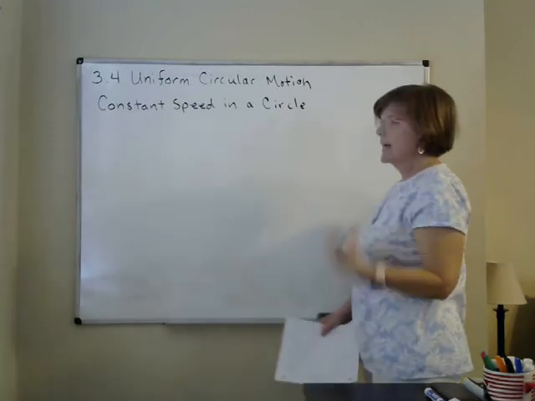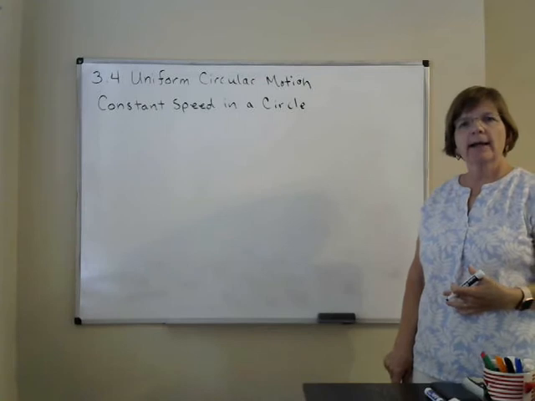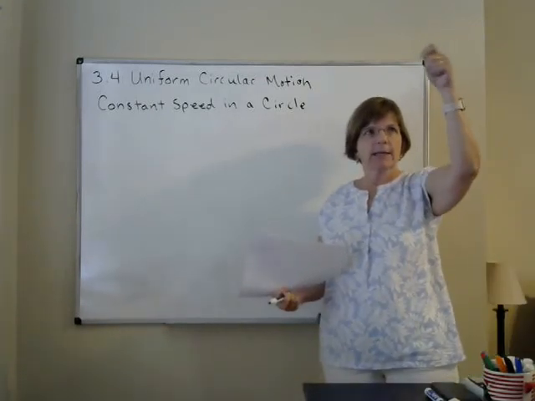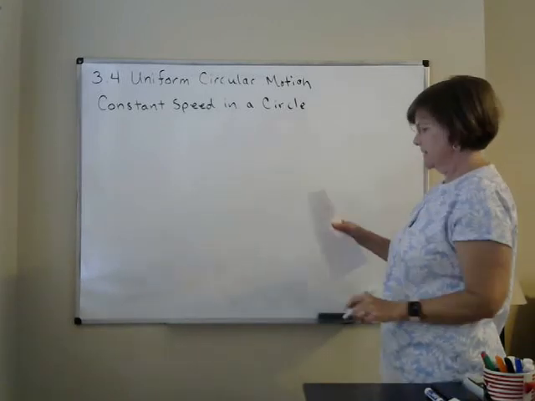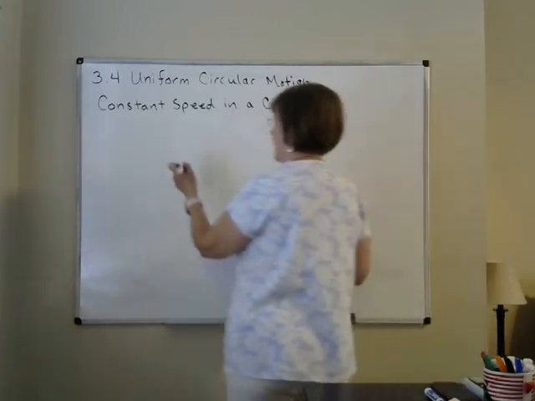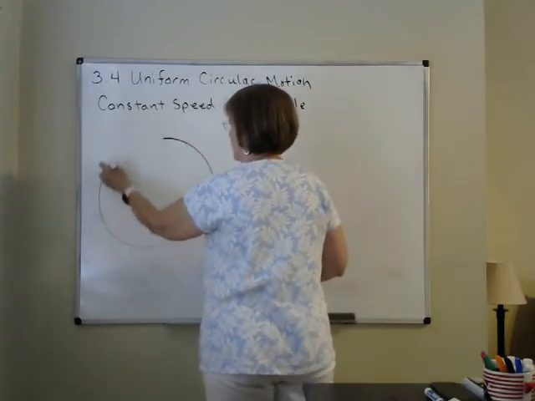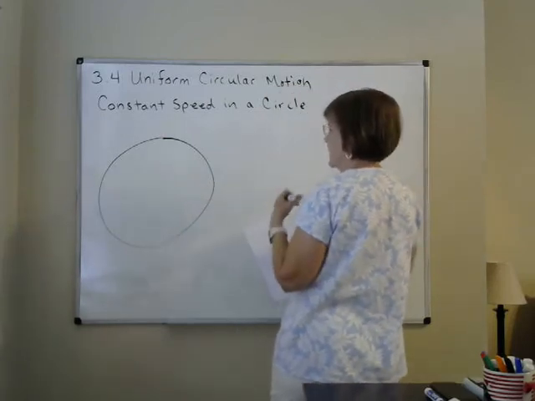That could be a satellite in orbit, that could be a car driving around a circular track, that could be taking a toy and tying it to the end of a string and swinging it around so that the toy moves in a circle. We can think of lots of examples. All right, so let's consider something that's moving in a circle.